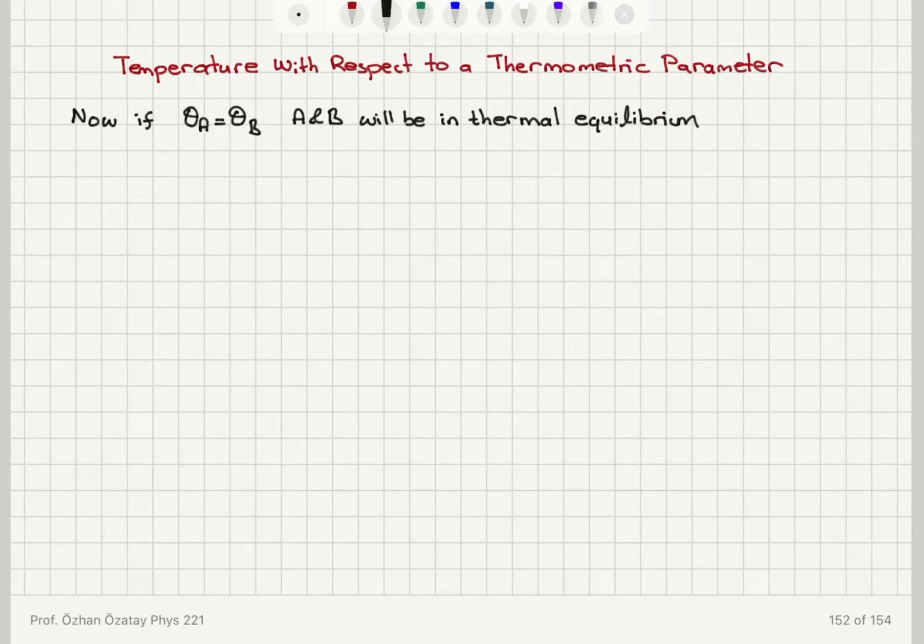So basically, this thermometric parameter reading tells us whether or not there will be a thermal equilibrium when brought into thermal contact. We can also say that for two systems, A and B, we have a reading of the temperature by looking at the thermometric parameter of a thermometer. For system A, we read theta A, for system B, we read theta B. And if these two parameter readings are the same, then these two systems, A and B, will be in thermal equilibrium when brought into thermal contact.